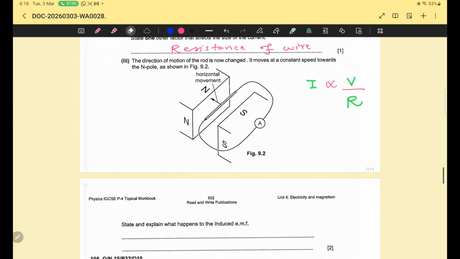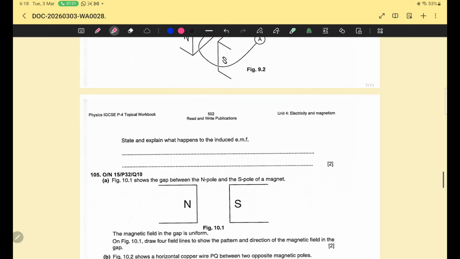And now the last part of today's class. Now the wire is moved horizontally. Nevia, what happens if the wire moves horizontally? Yes, you are right. There is no current. No current is produced. So the answer is: no current, no EMF.